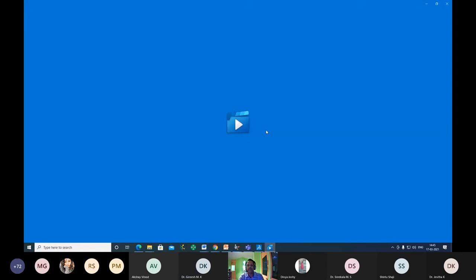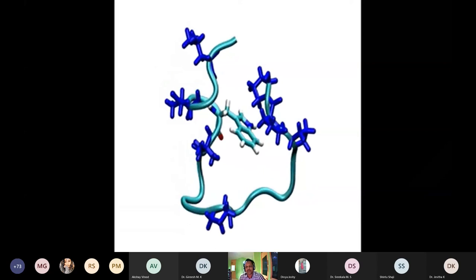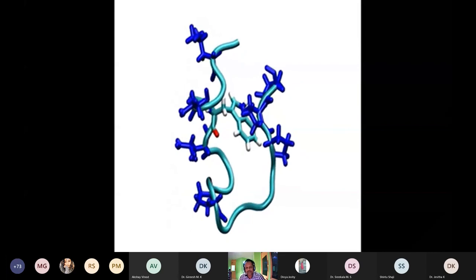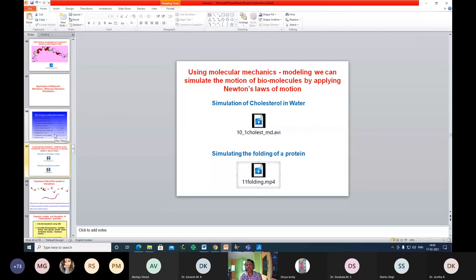You can visualize another simulation. In this simulation, protein folding is simulated using a molecular dynamics method. Biology people and physics people are doing a lot of work in this area, particularly in molecular mechanics and molecular dynamics simulations. The folding of the structure of a protein can be studied using this molecular dynamics method.